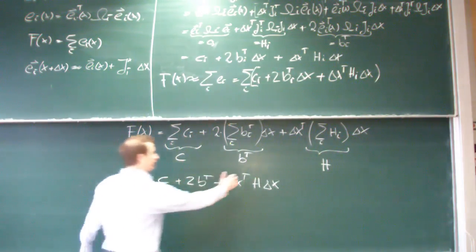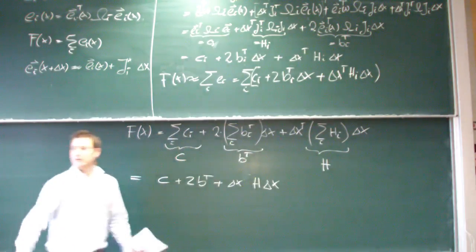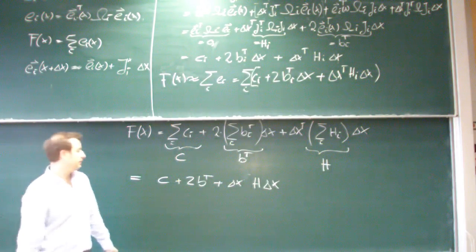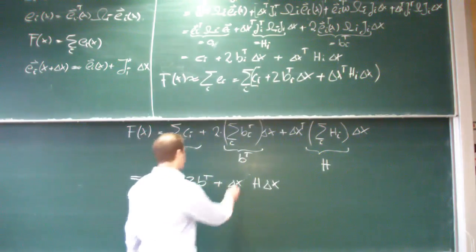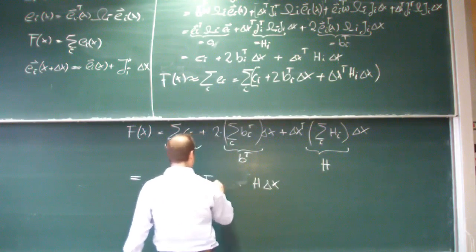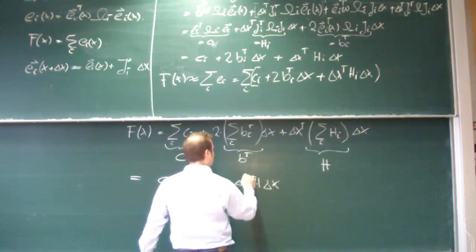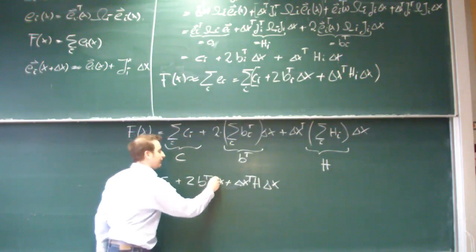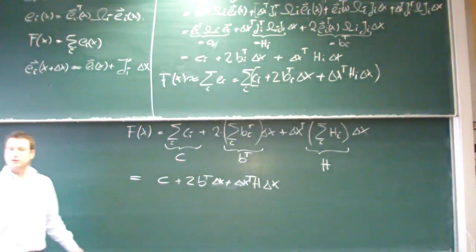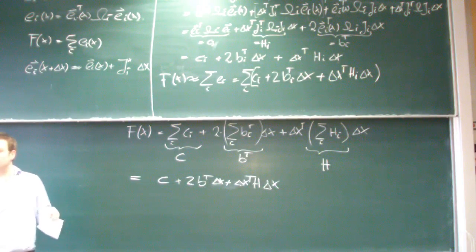No, this is not transposed. But delta x also for bt. No, that was here. This is of course transposed. This was correct. It's just a delta x missing plus delta x transposed. Right? So again, this is a quadratic form.